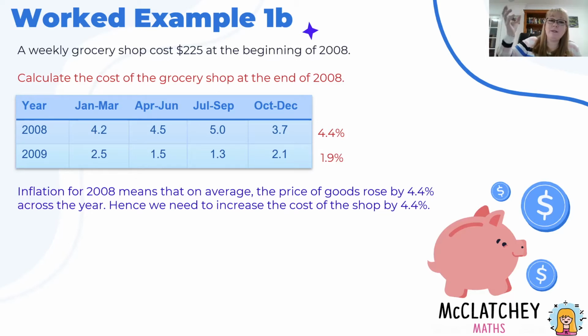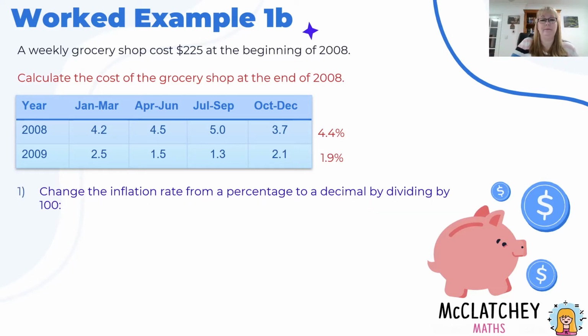So we've got to find 4.4% of $225 and then add it to the $225. So firstly, we need to change that 4.4% from a percentage to a decimal by dividing by 100. And that gives us 0.044.